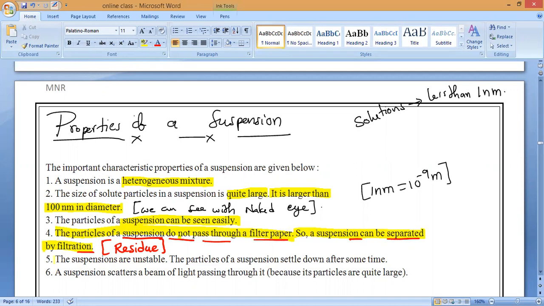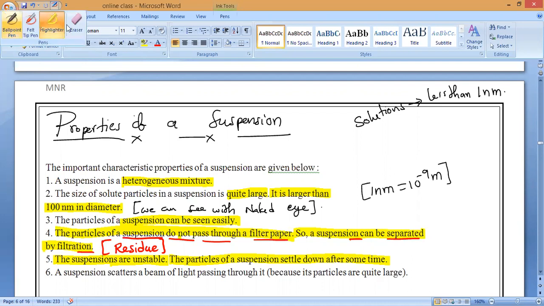Next, is a suspension stable or unstable? Will the particles be continuously floating, or if we leave it undisturbed, will they come down or not? They will be settled if undisturbed. If you leave it undisturbed for a certain time, all the particles of the suspension will settle down. That is why we can say suspensions are unstable in nature.